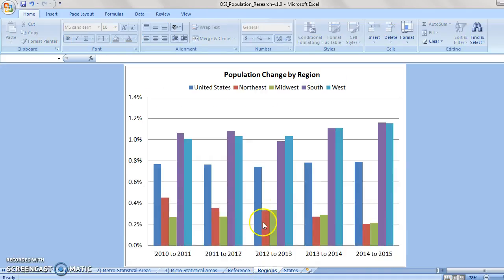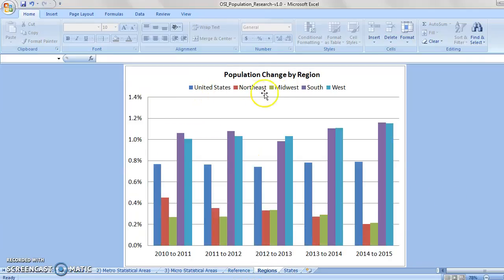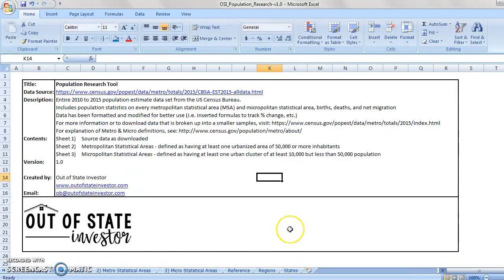And I have that same data depicted graphically so you can see, by region, the US, Northeast, Midwest, and these are all population changes by region, percent changes, as well as by states. And these are all color coded to match these color codes in terms of regions. So that in a nutshell is my population research tool.